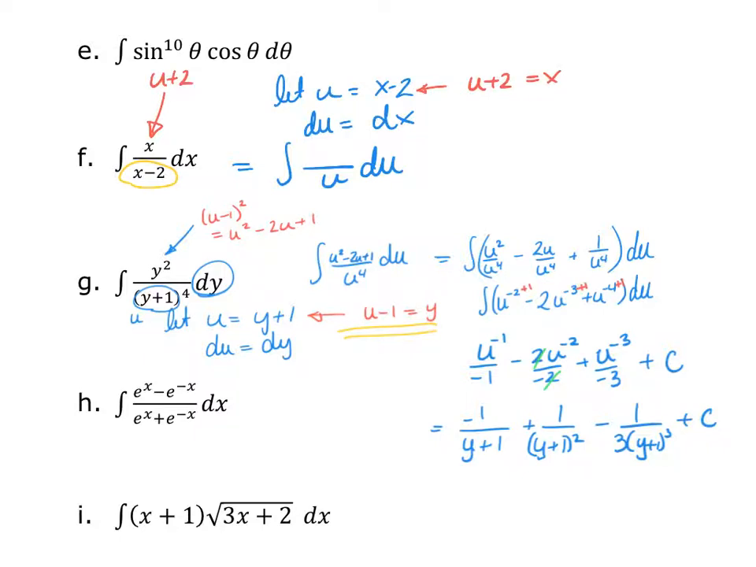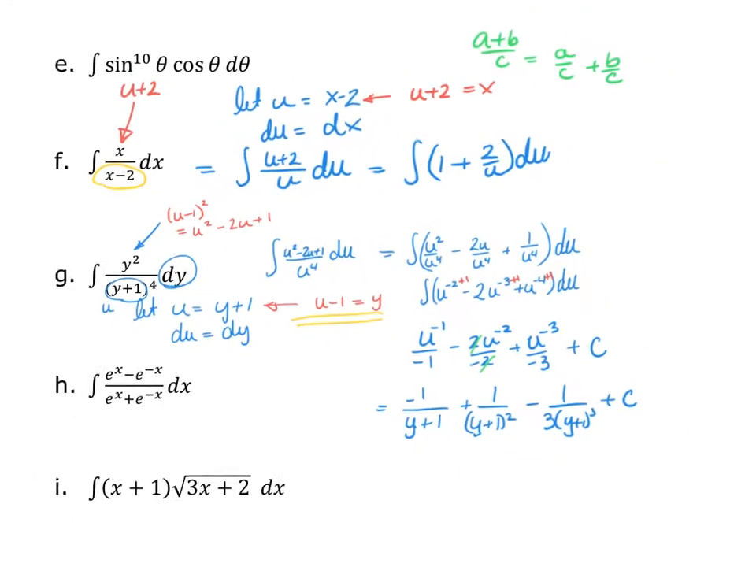I don't have to multiply it through though. So my numerator is going to be u plus 2. And then I'm going to do the same thing as I did in g, which is use this rule that says if I have a plus b over c, then I can write this as a over c plus b over c. So then this is going to be equal to the integral of 1 plus 2 over u du.